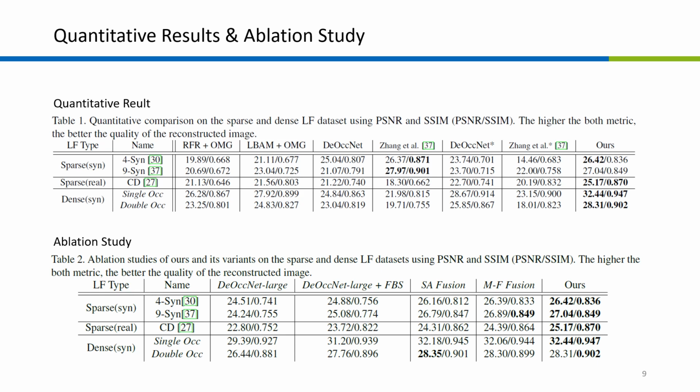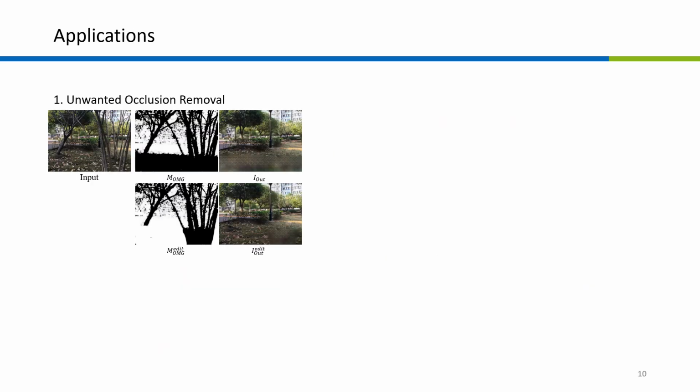In the ablation study, we test various fusion methods and an enlarged de-occlusion model. Even with a large number of parameters, the enlarged de-occlusion model does not show better results, and our one-by-one convolution outperforms other more complicated fusion methods. Different from existing methods, by explicitly defining the occlusion mask, various applications are possible.